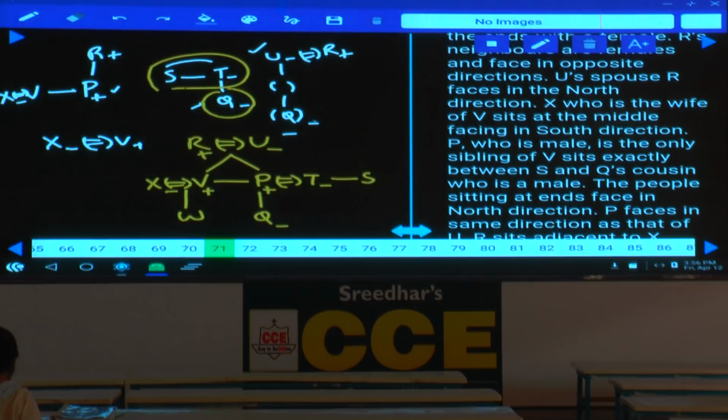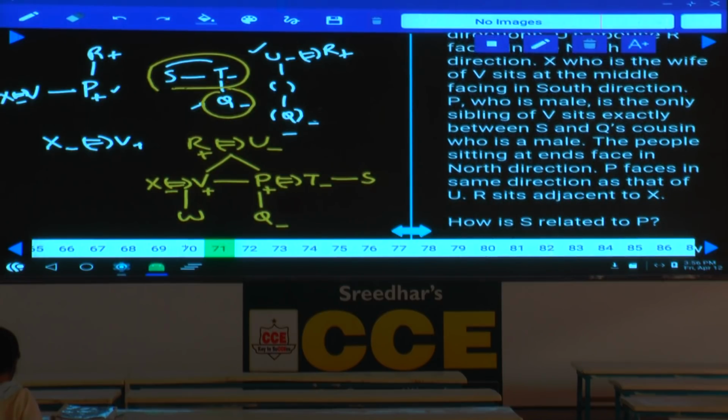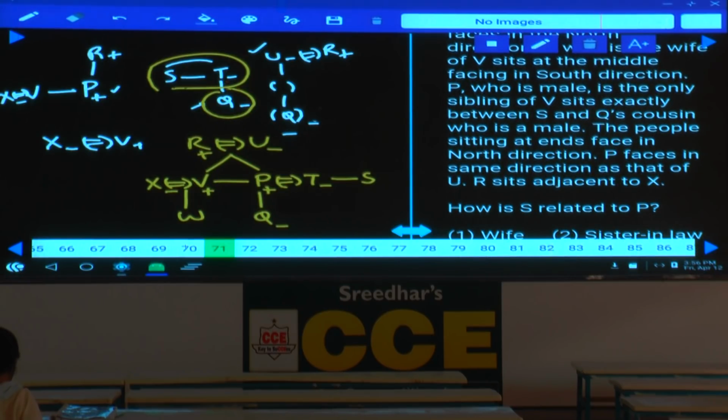V sits exactly between S and Q's cousin. The people seated at the ends face in the north direction. At the end means facing north direction. P faces in the same direction as that of U. And R sits adjacent to X. Done with this? Now this is the family tree. First write down the family tree, then we can finalize the row arrangement.